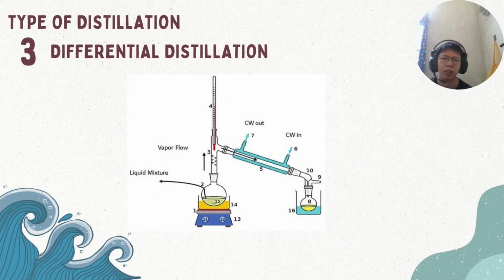The third type of distillation is differential distillation. As the liquid mixture is heated, the more volatile component will leave first. The liquid remaining will become richer in the less volatile component.